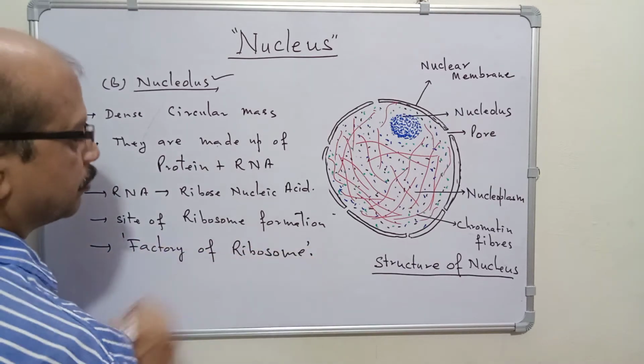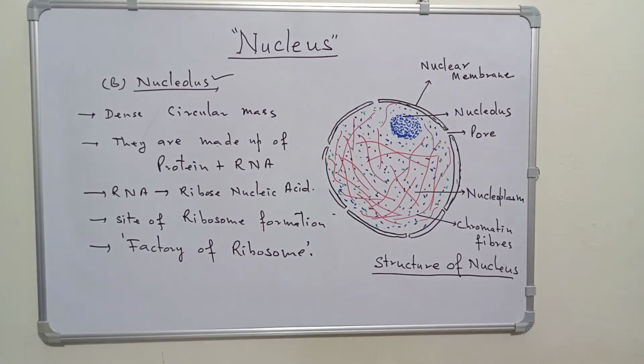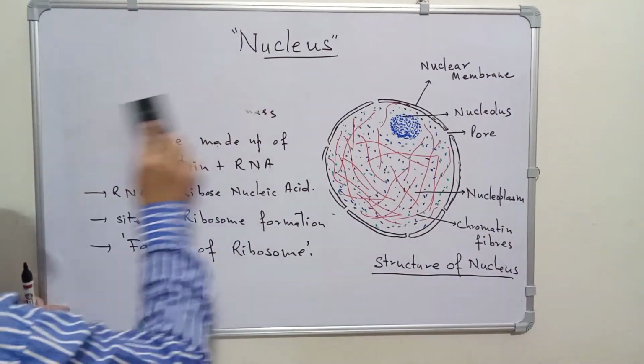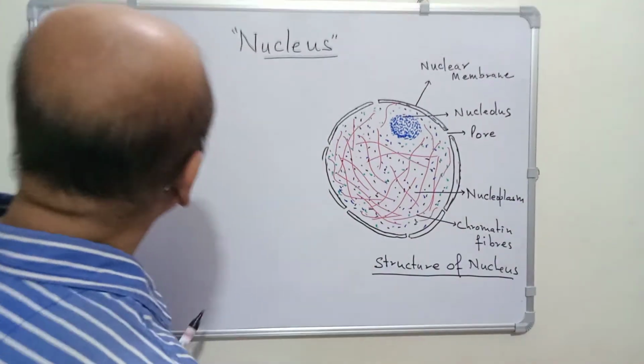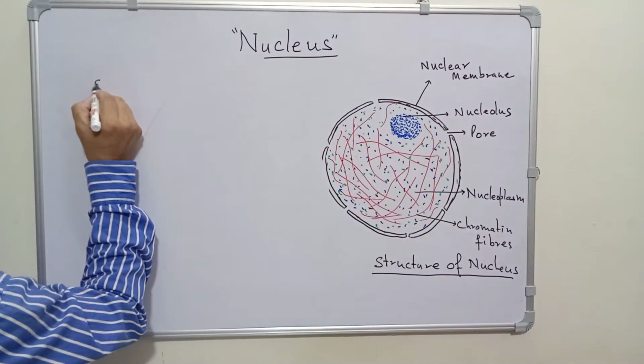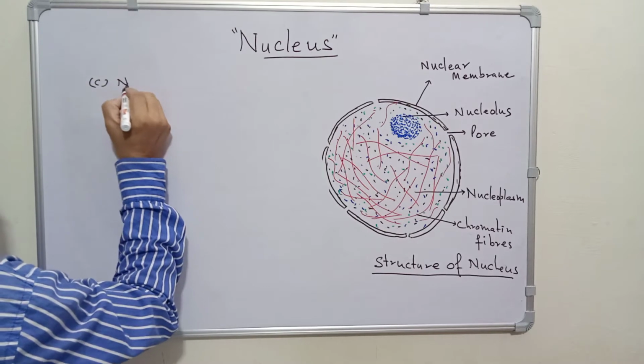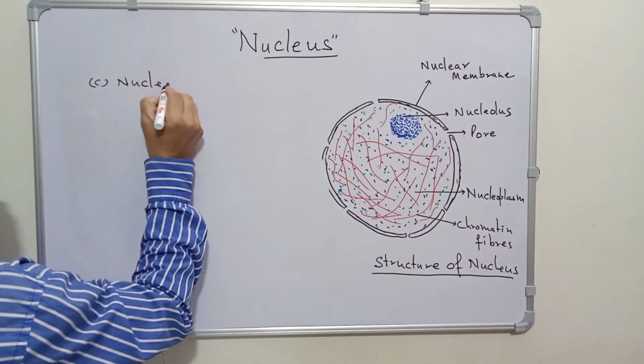Factory of ribosome. Right? Now this is all about nucleolus. Now third component. Third component is nucleoplasm.